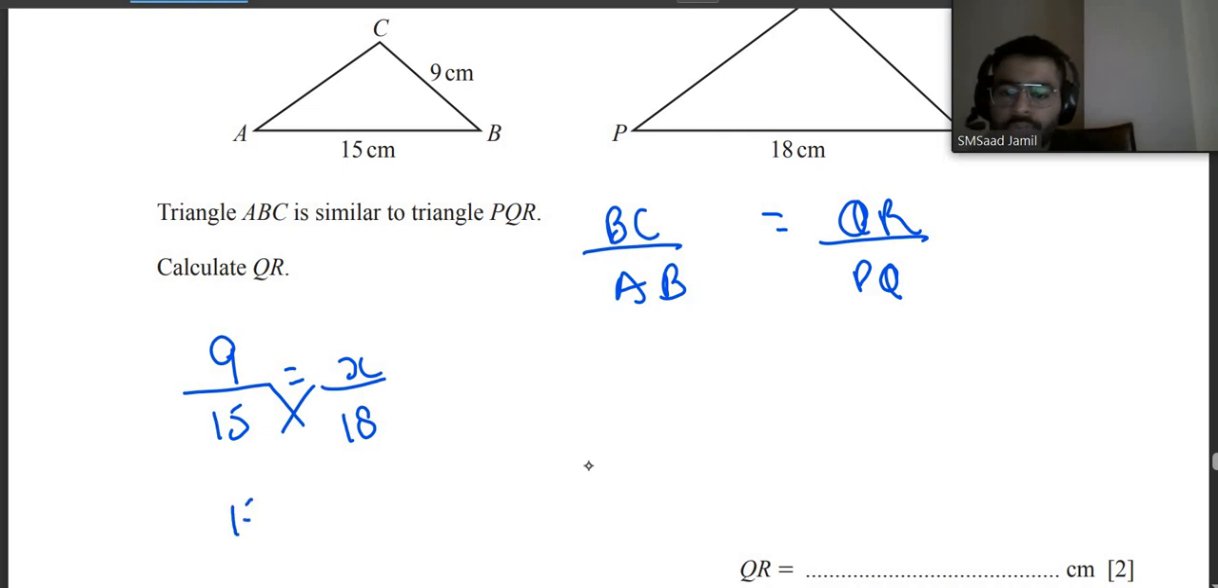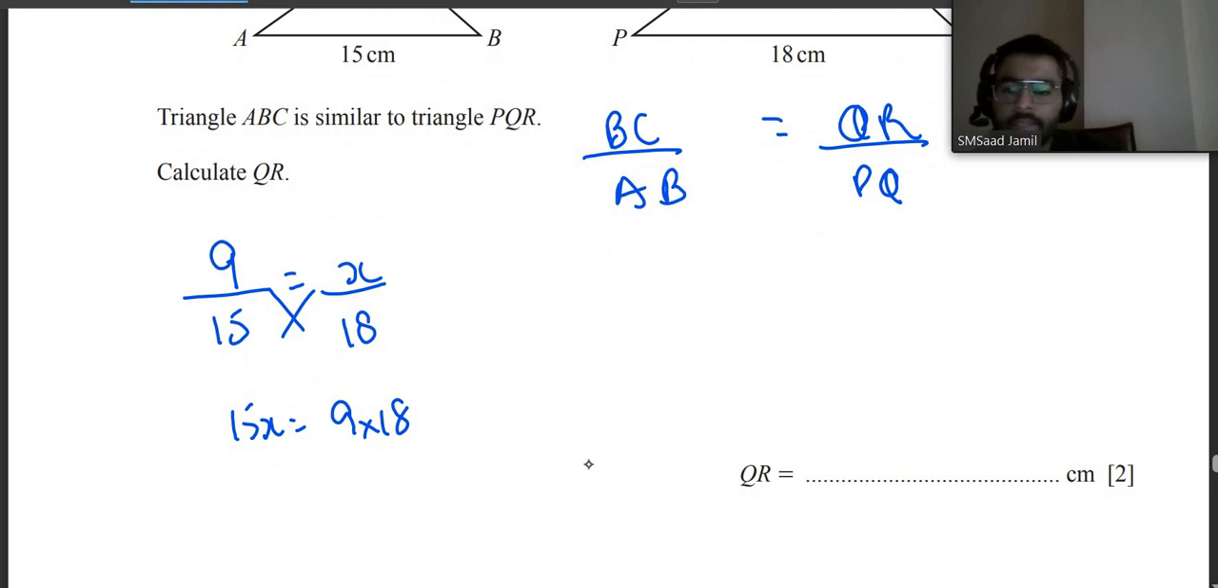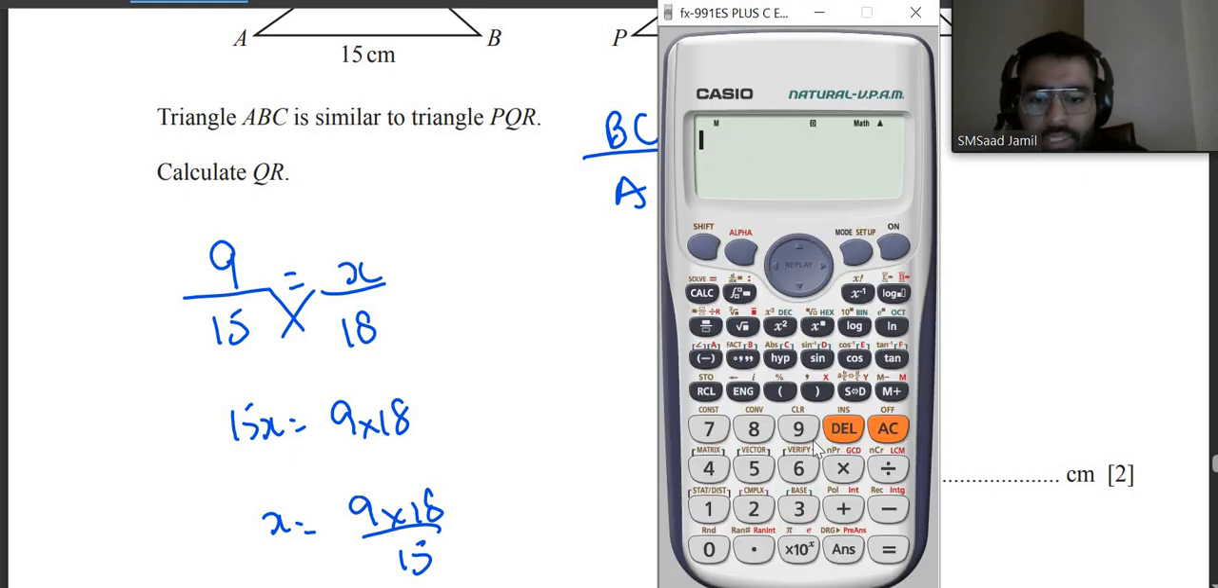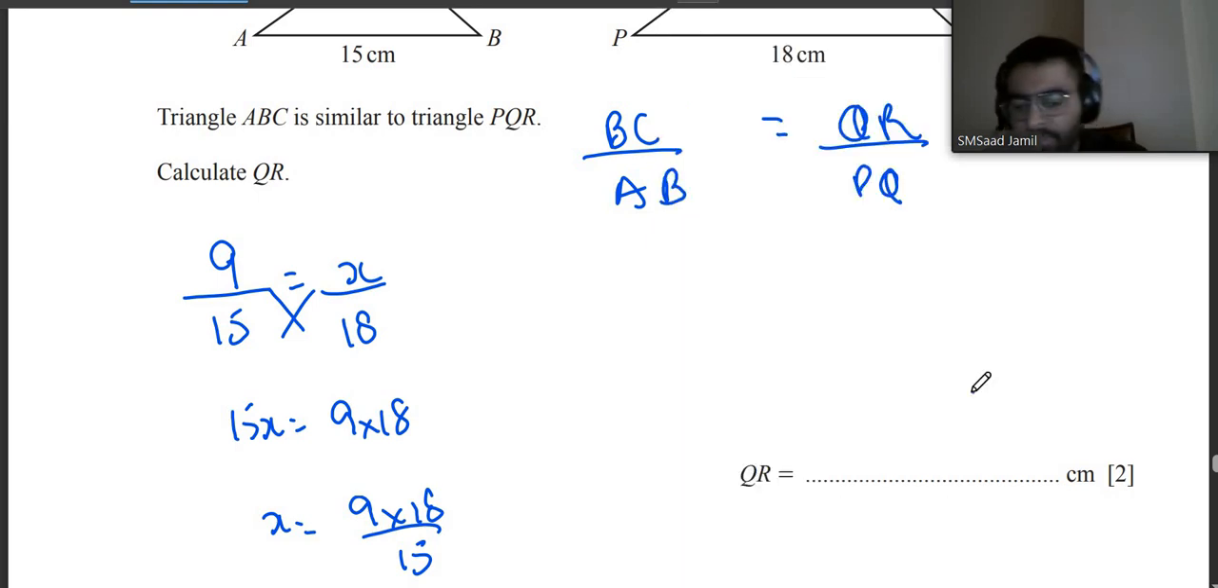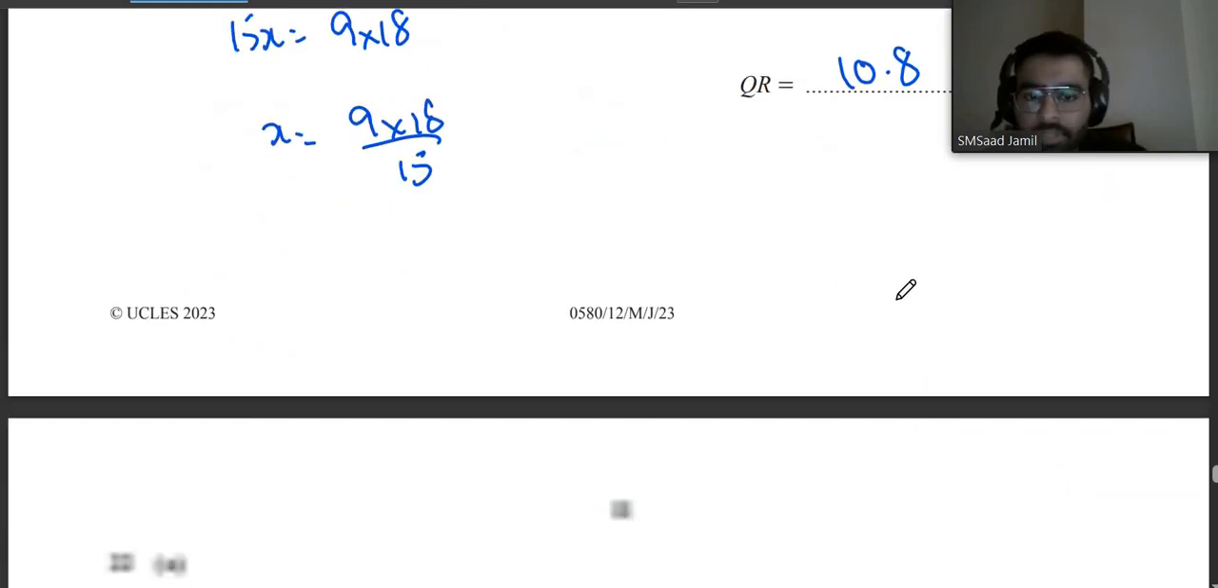So 15x is equal to 9 multiplied by 18. X is equal to 9 multiplied by 18 divided by 15. Let's do it. 9 multiplied by 18 divided by 15. So that's 10.8. So that's your answer. Easy. Next question.